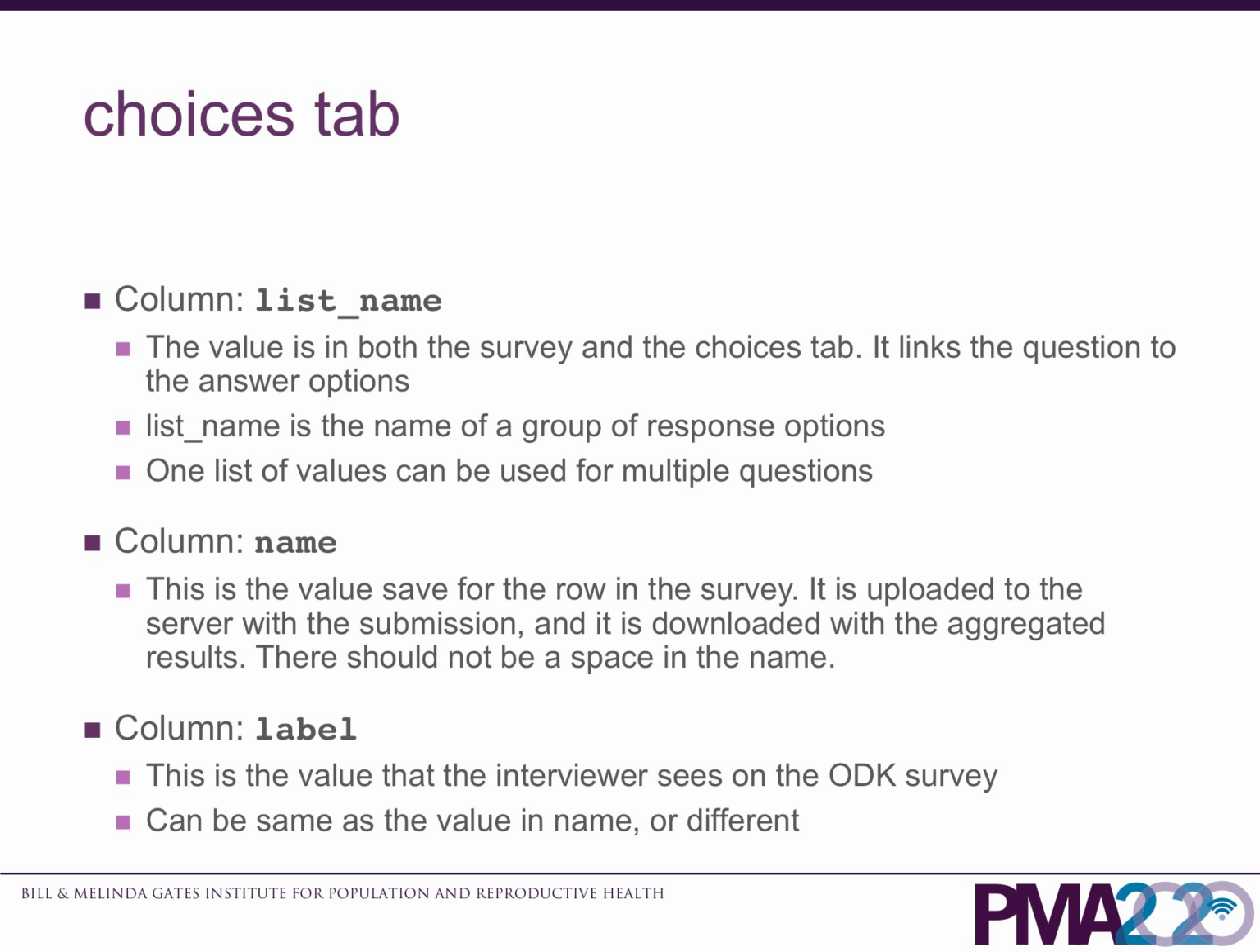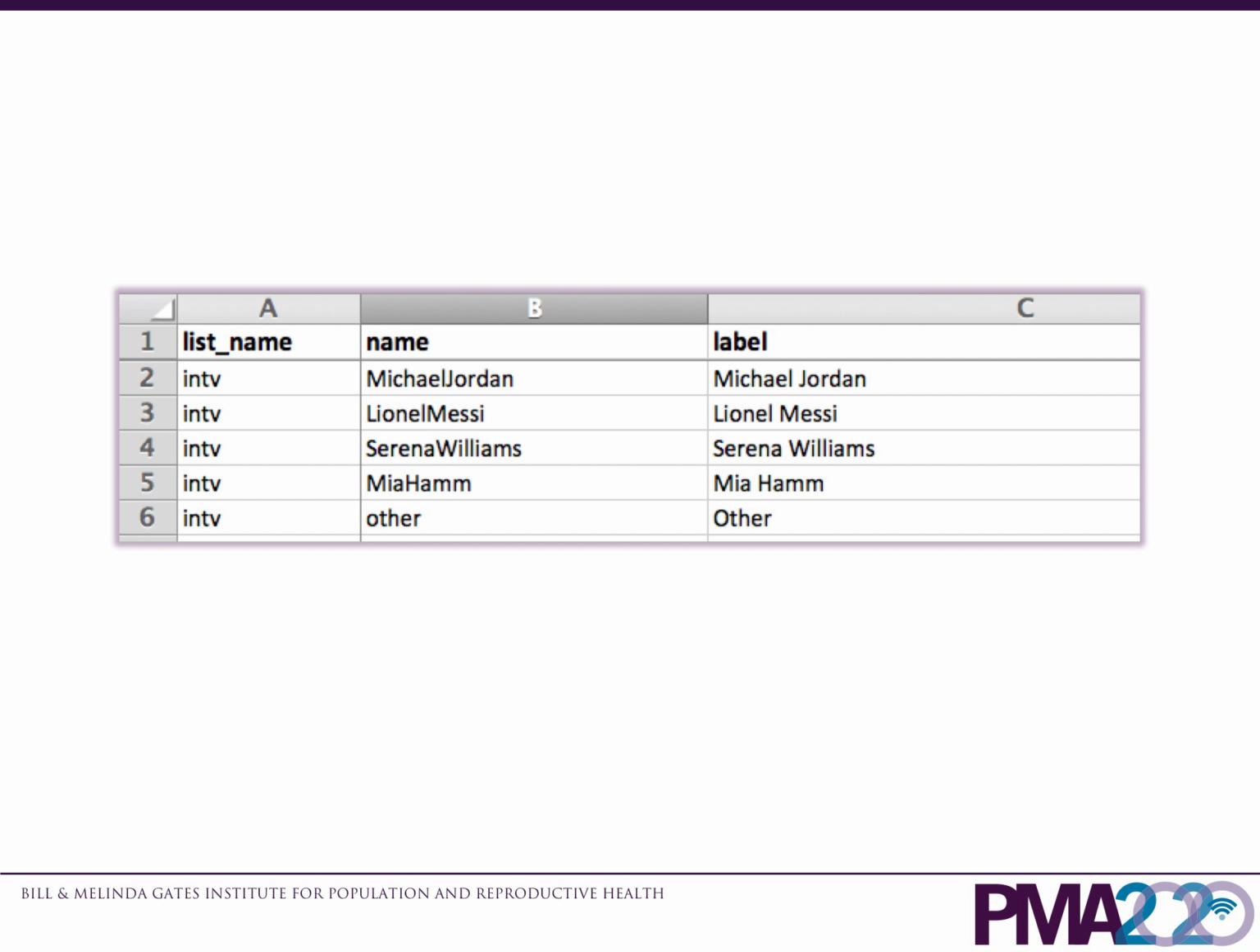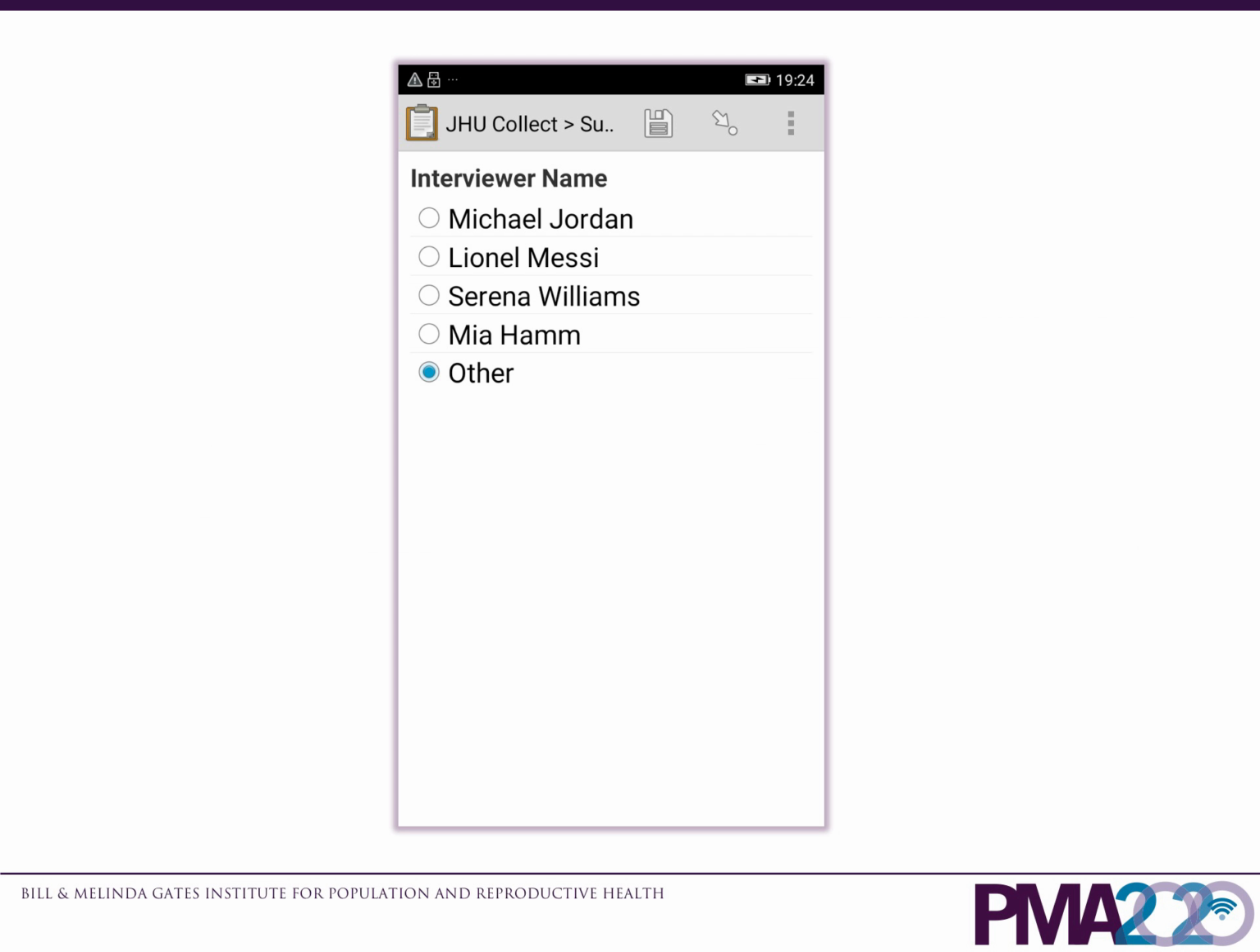In your demo survey, please add the choice options for interviewer name. This is what it should look like. In the column list name, we repeat INTV for each entry. In the label, we write the string that's presented to the interviewer. And in the name, we have something that we easily understand is related to the label, but there are no spaces. And here's what it looks like all together on an ODK Collect app.